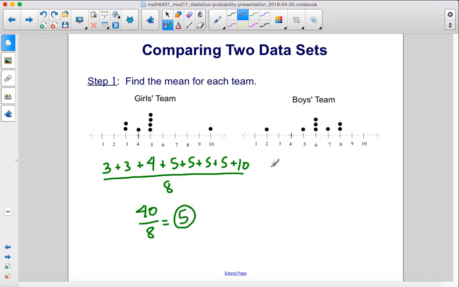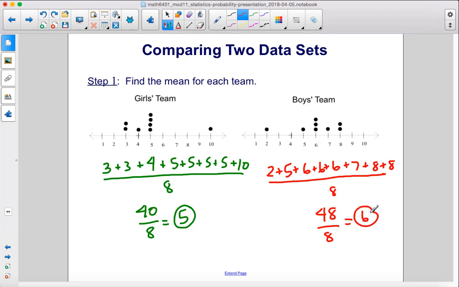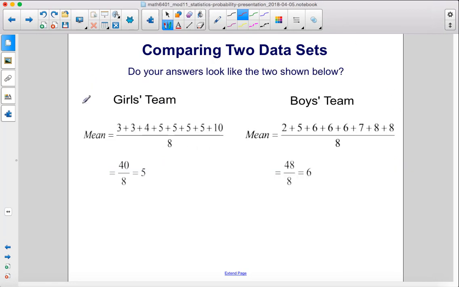For the boys' team, we have 2 plus 5 plus 6 3 times, plus 7 plus 8 plus 8, and divided by 8. These added up give us 48. Divided by 8 gives us an average of 6. Do your answers look like the two shown below? Yeah, so to calculate the mean, we just added up how many goals they got per game in all of these 8 games, averaged them out, and we got 5 and 6 for the boys' team.